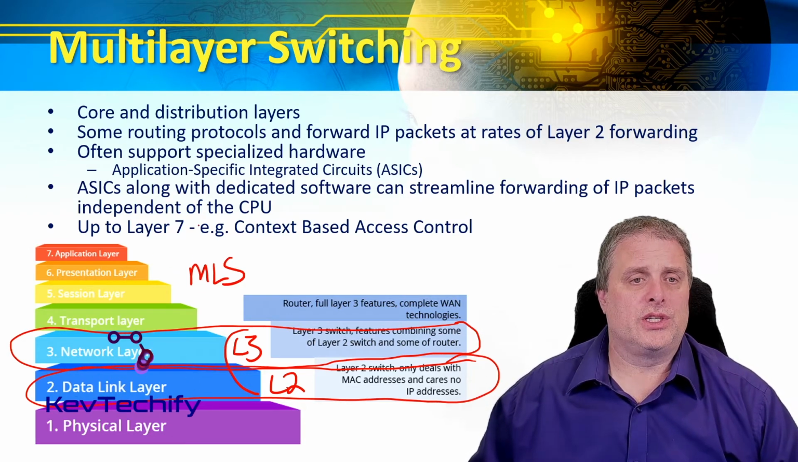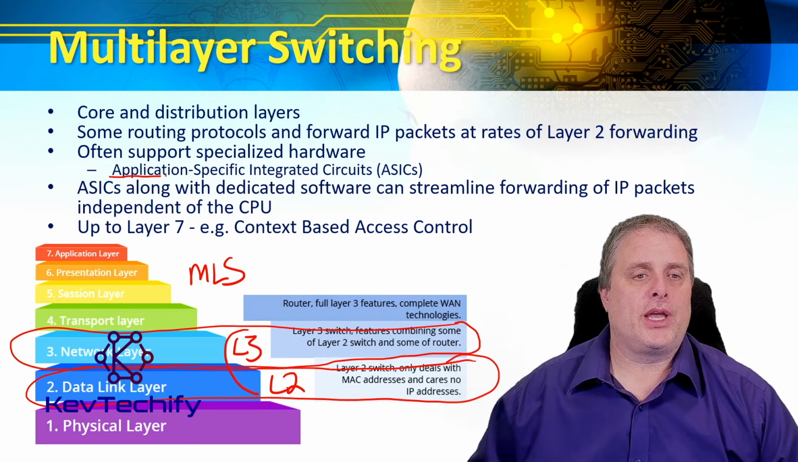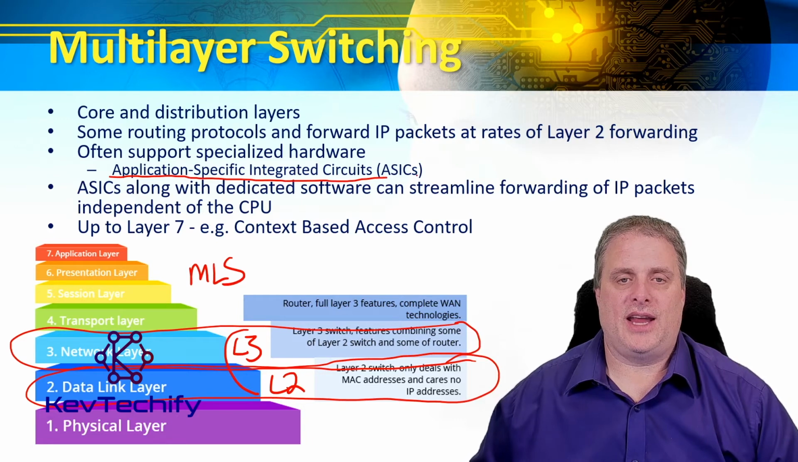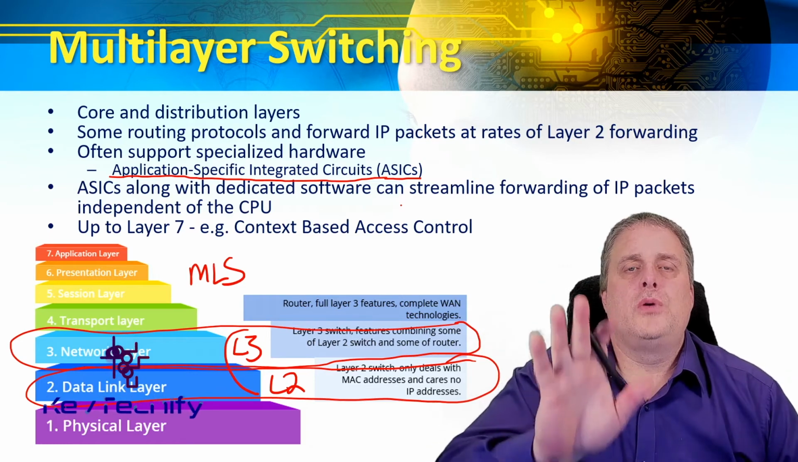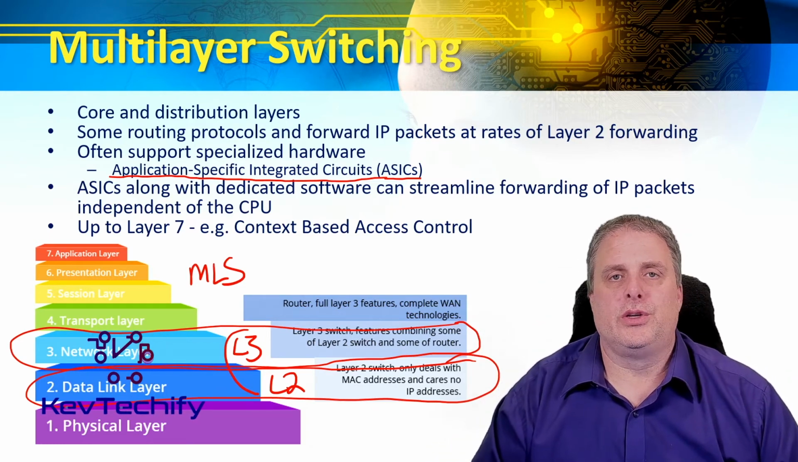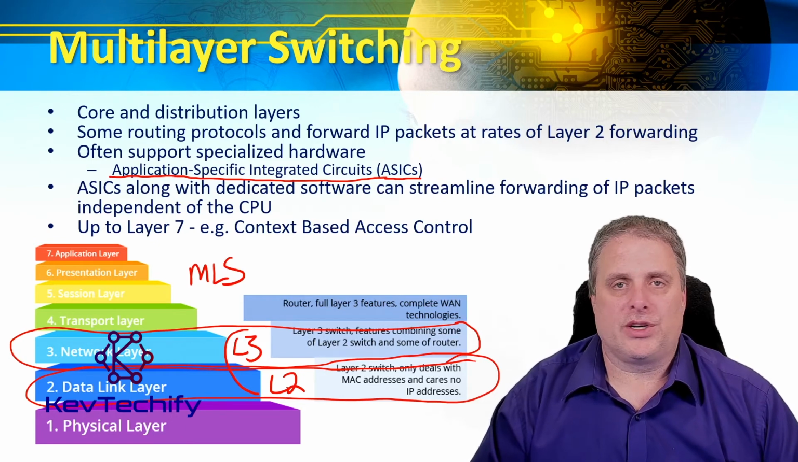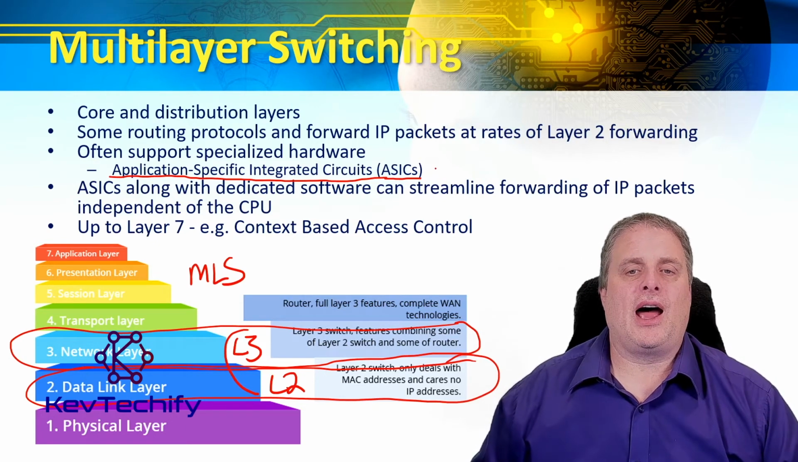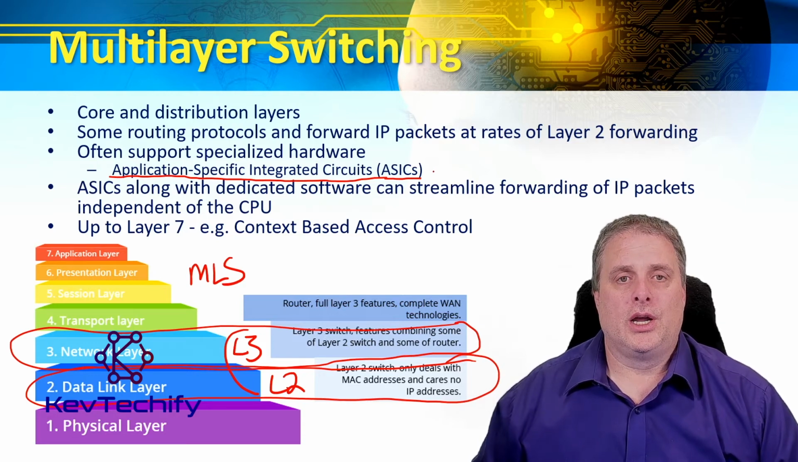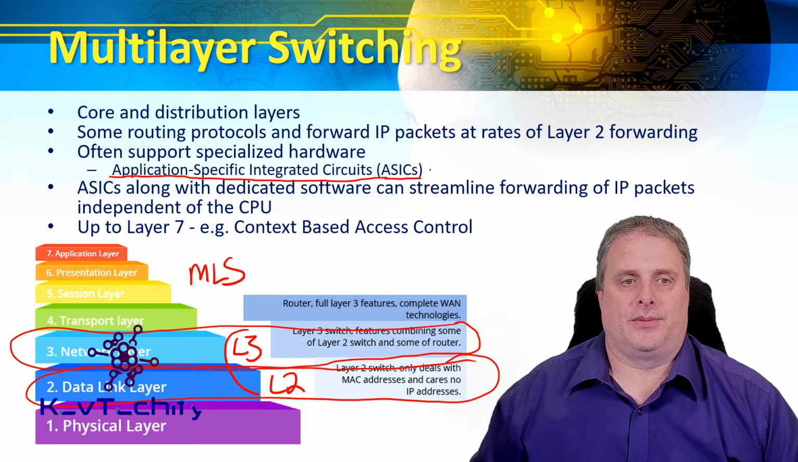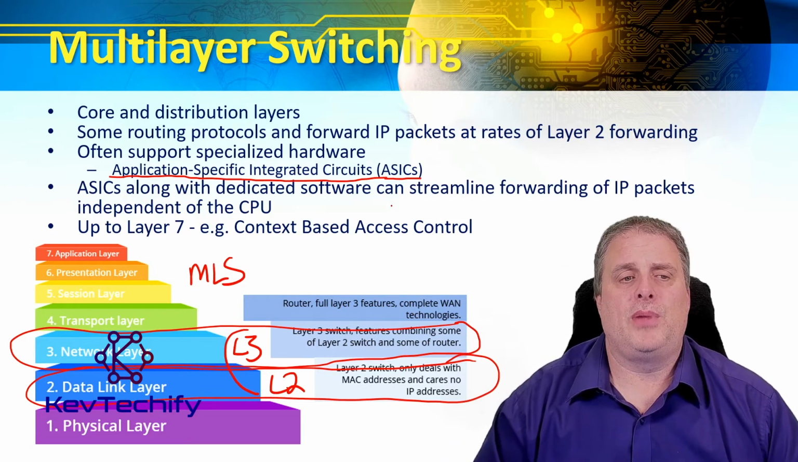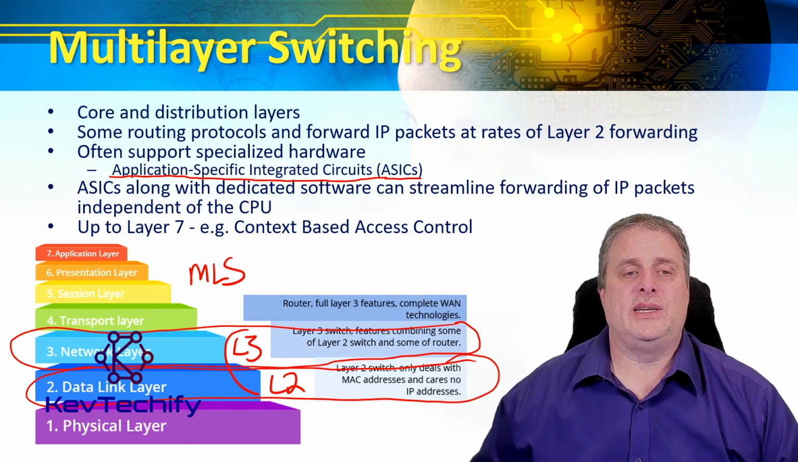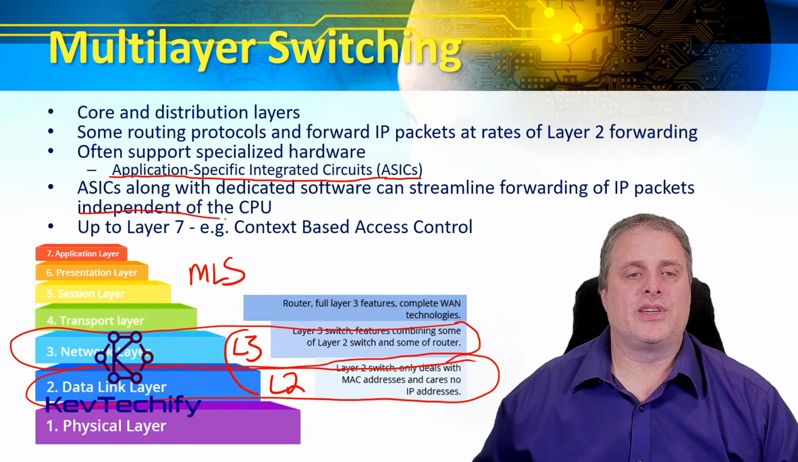What these multi-layer switches do typically, they have what we call application-specific integrated circuits, or ASICs. And what this is, is specialized hardware to do what you are doing a lot of on your network. If you are doing a lot of video streaming on your network, that's what your company is all about, you're going to get some special hardware in your multi-layer switch to optimize, to switch and route that video traffic. Now, ASICs, along with dedicated software, can streamline forwarding IP packets independent of the CPU. And that's the big thing here. It's independent of the CPU.